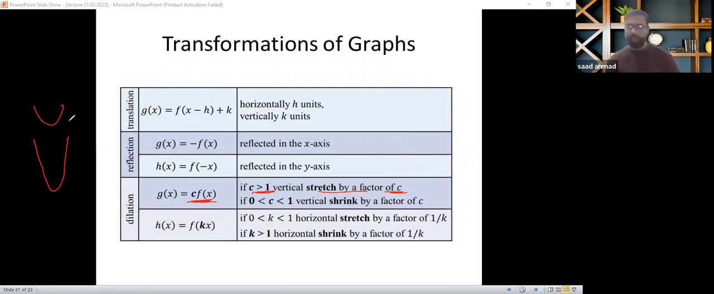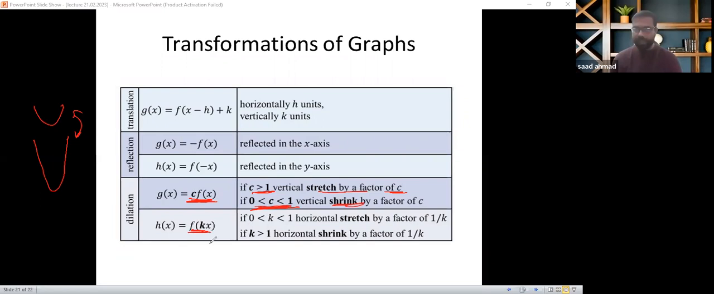This is a vertical stretch, from this way to this way, and if you go from down to up, that's a vertical shrink. If you multiply the function or the graph by something in between 0 and 1, let's say 1/2, 1/3, then it's a shrink.